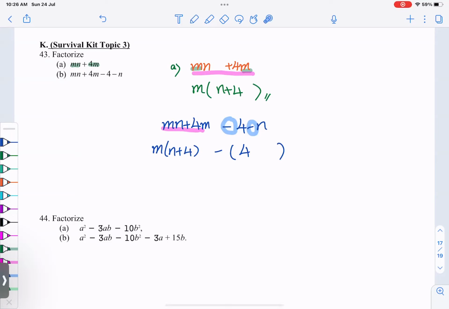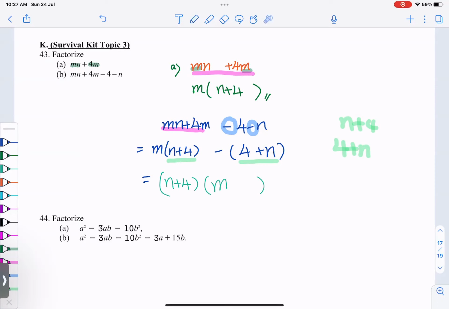How about from this negative n? Yes, positive n. Is there anything else that we can take out? Yes, see? n plus 4 or 4 plus n, they are both the same thing. So you can just take that out. You will have n plus 4 as the same thing. What is left? m, because we took n plus 4 here. Done. So from this side, we have m left.